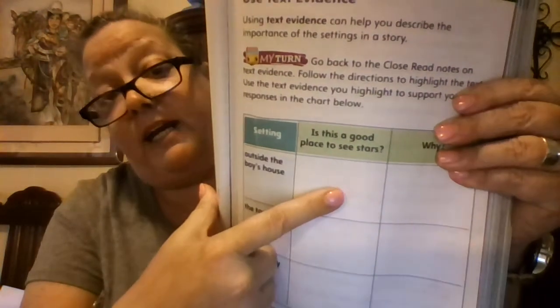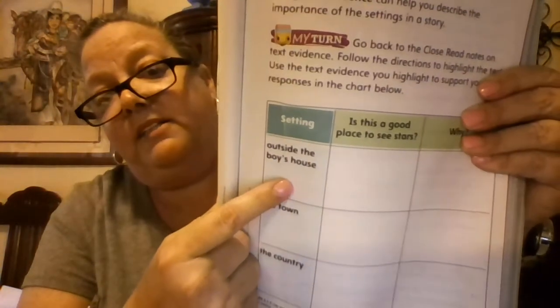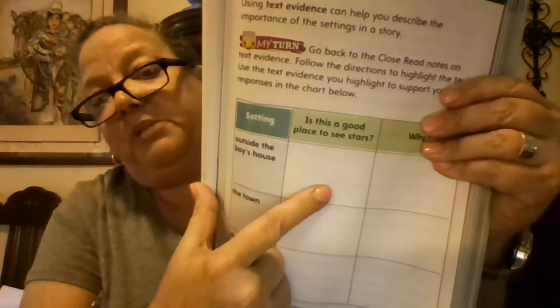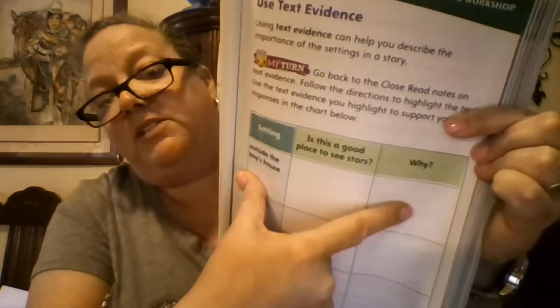Now, it says, is this a good place to see stars outside the house? So we would put yes in that box. So right here, you're going to put yes, because outside is a good place to see stars. Now it says why? Why do you think outside the boy's house is a good place to see stars? Why do you think so? You tell me. Write what you think in that space.